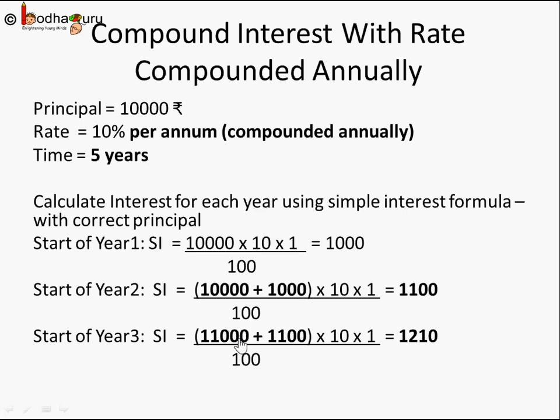Third year, the previous principal was 11,000 rupees, and what you earn in second year as a simple interest is 1,100 rupees. So 11,000 plus 1,100 becomes 12,100 as a principal for the third year into same rate of interest, same 1 year you calculate. Third year simple interest comes out to be 1,210 rupees, and so on. So when it is compounded annually means you use that value for the next year and so on.